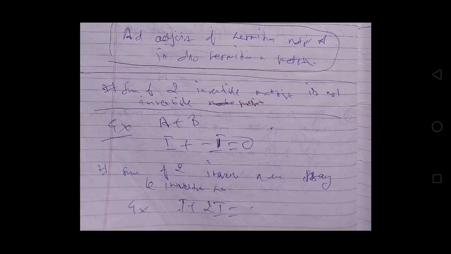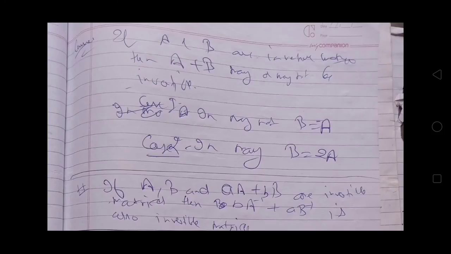Now see this note: the sum of two invertible matrices may be invertible. Identity plus 2 times the identity matrix. We can have so many examples for both of these. It means that if A and B are invertible matrices, then A plus B may or may not be invertible. For the first case, you can write B is equal to minus A, and for the second case, you can write B is equal to 2A.